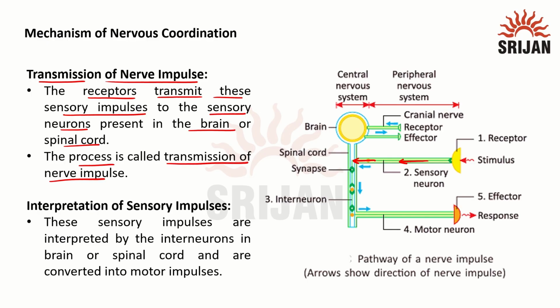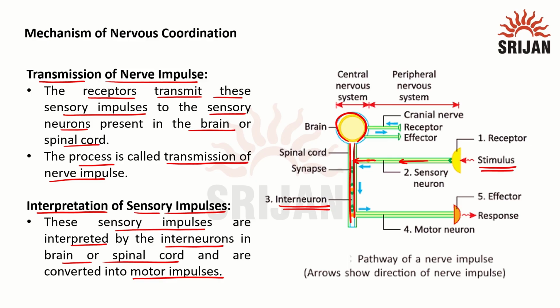The next step happens in the CNS, the central nervous system, that is interpretation of the sensory impulse. The sensory impulses are interpreted by the interneurons present in the brain or spinal cord, and they are converted into motor impulses. So the brain and the spinal cord, which contain interneurons, will process it. Now the sensory neuron received the stimulus, that is, the hot object touching. Another example can be a bright light falling on the eye. That can be a receptor signaling, which can send the signal to the brain.